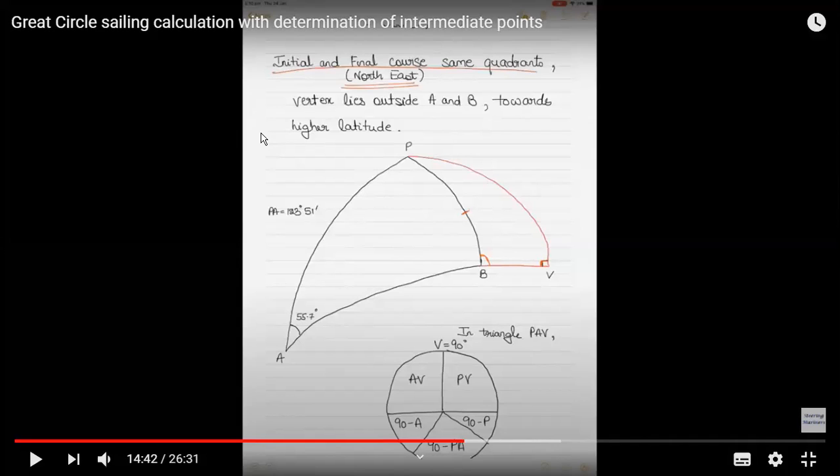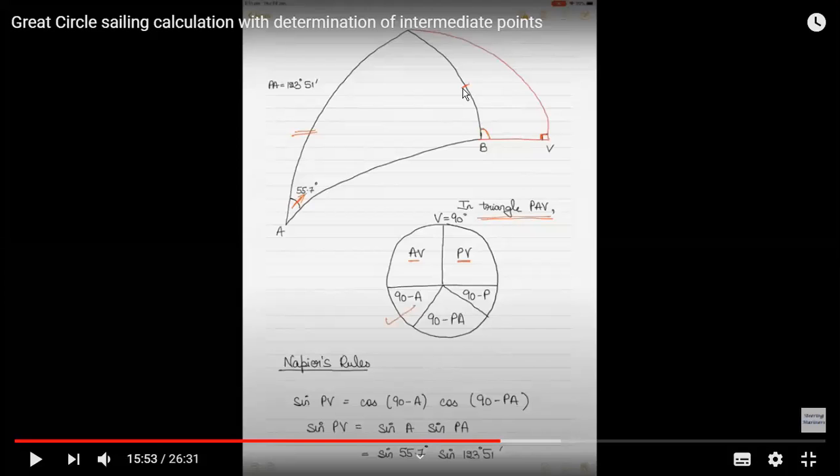So the thing in Napier's rule is if you know two things, you can find all other things. So either here you can use triangle PAV or you can also use PBV. Why PBV? Because we know PB and we know angle B. So if you know any two things, you can use any triangle. But here we are using PAV.